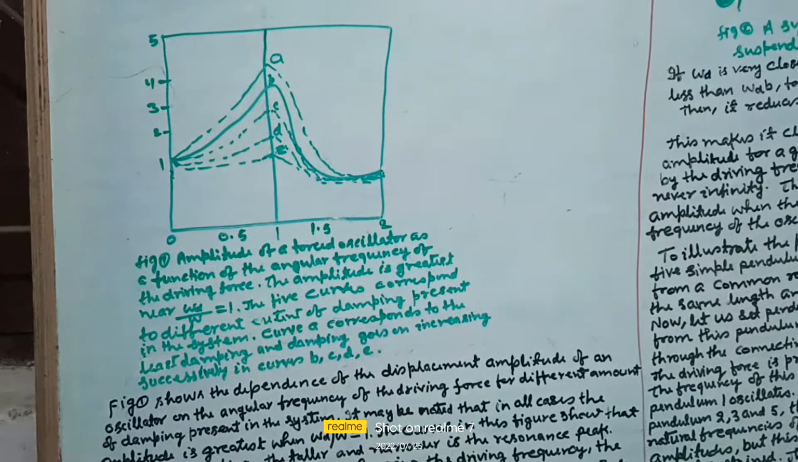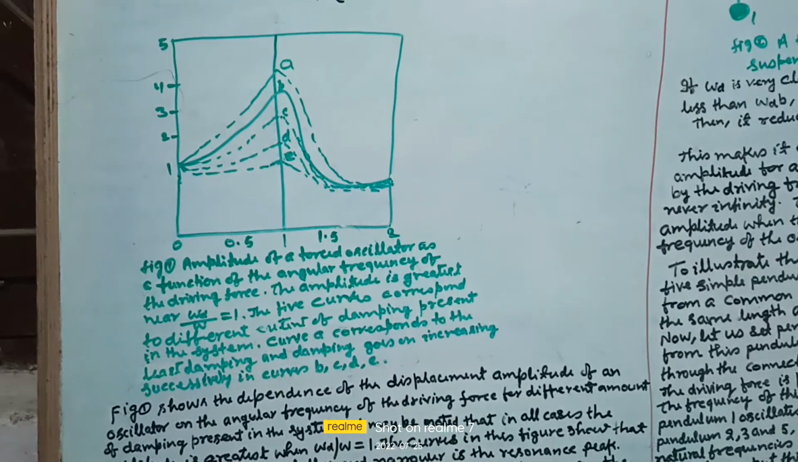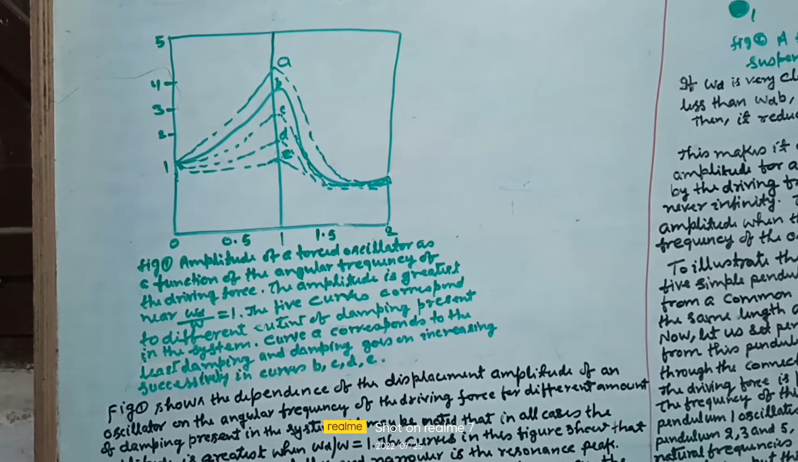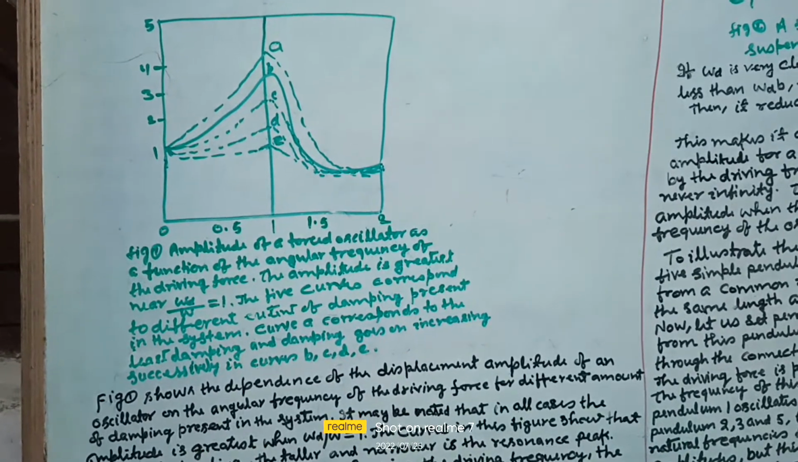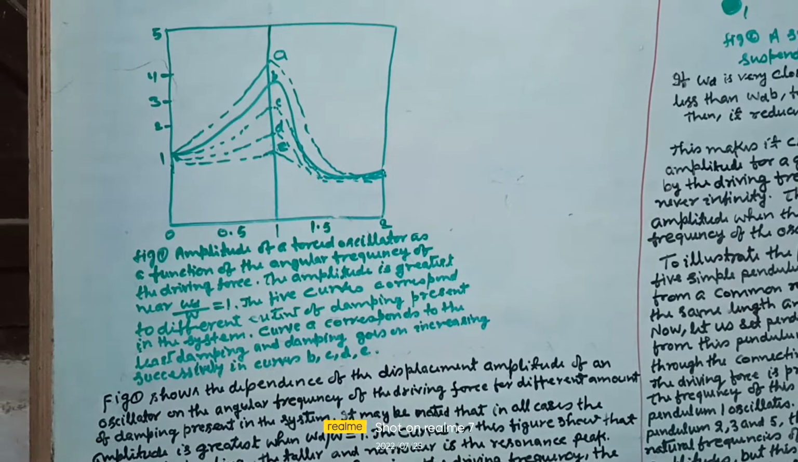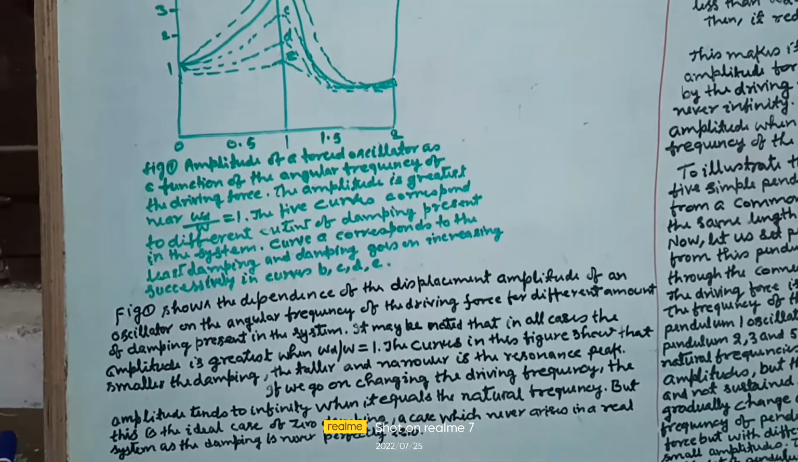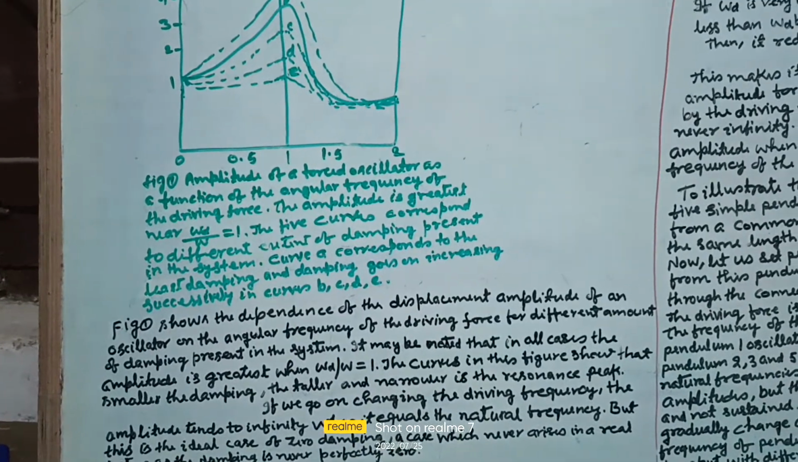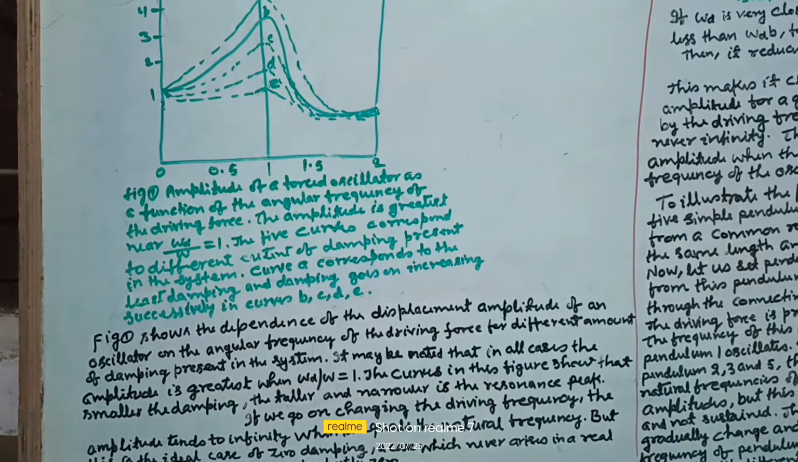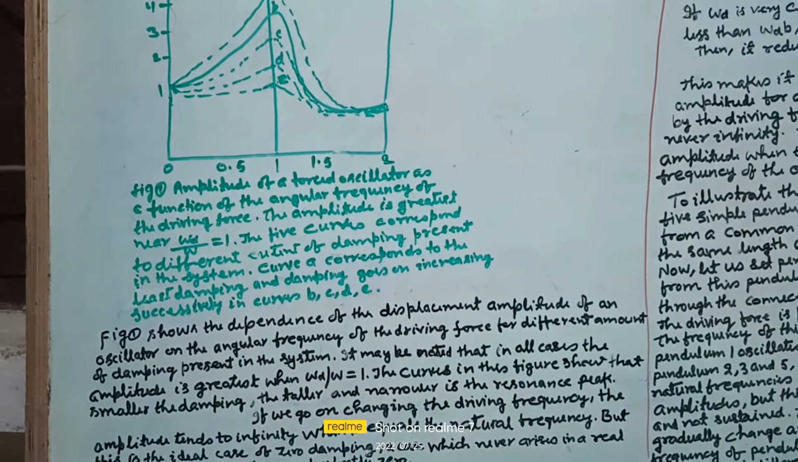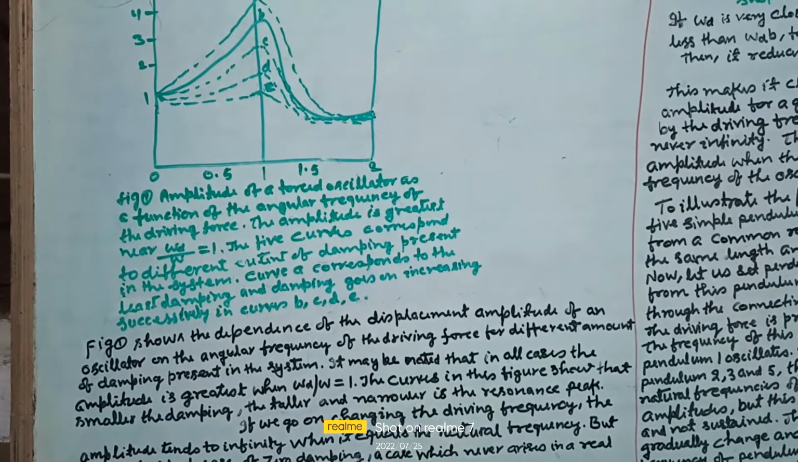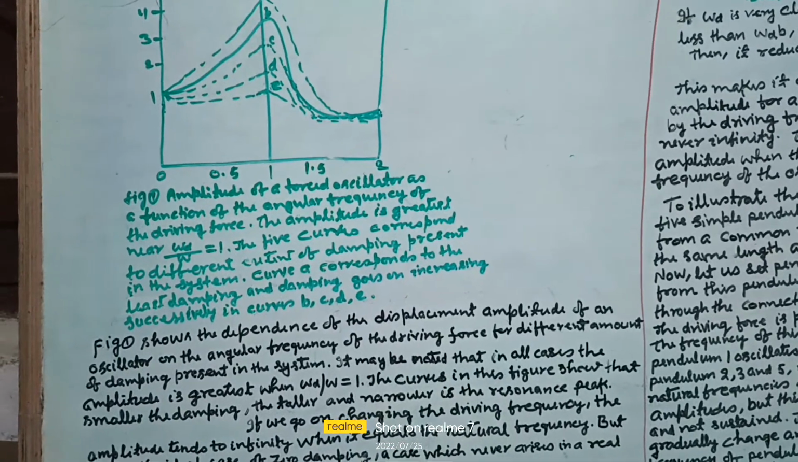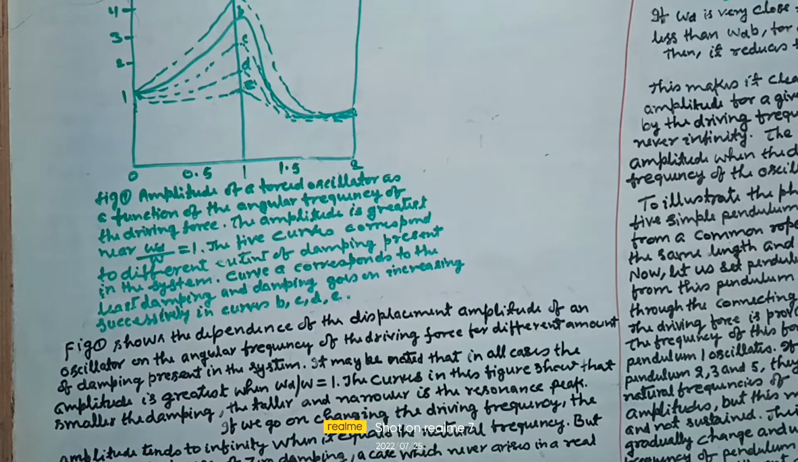The curves in this figure show that the smaller the damping, the taller and narrower is the resonance peak. If we go on changing the driving frequency, the amplitude tends to infinity when it equals the natural frequency, but this is the ideal case of zero damping, a case which never arises in a real system. And the damping is never perfectly zero.